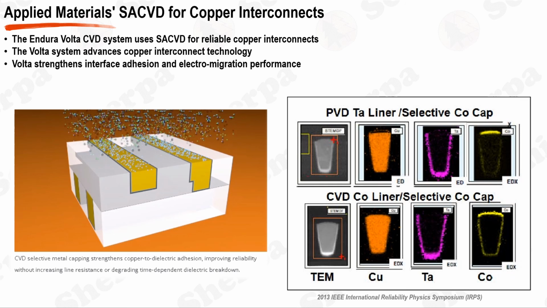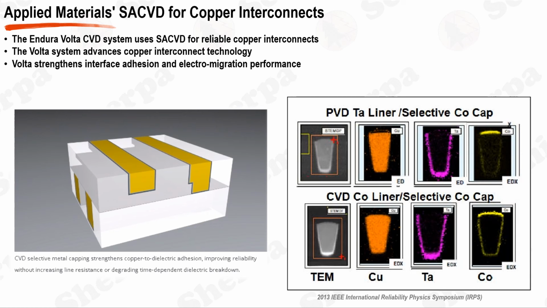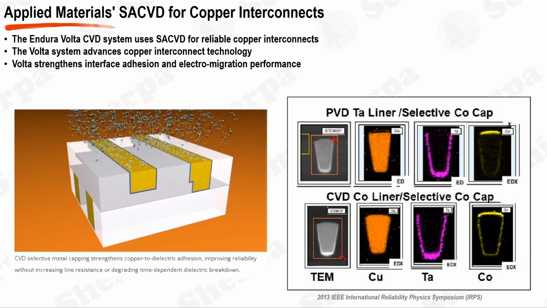A high-quality bond at the interface between the copper and dielectric barrier layer is pivotal to prevent these EM failures. The Volta system, with its best-in-class selective metal capping process, fortifies adhesion at the copper dielectric interface, thereby improving EM performance by an order of magnitude without increasing line resistance or degrading time-dependent dielectric breakdown.